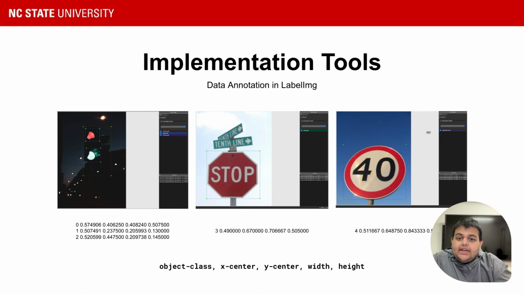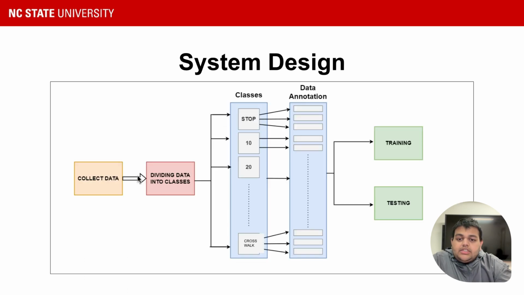This is the data set that we've used, and you can see there are faint green colored boxes. These are the annotations that we have created, and the values below represent the object class and the region of interest defined by that particular object in the image. This is the system design that I just spoke about. We collect data, divide it into classes, annotate it, and give it for training and testing.